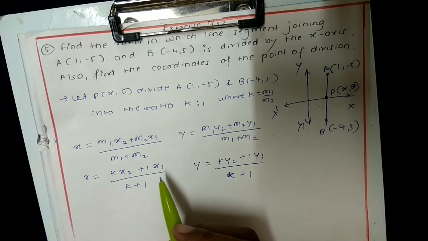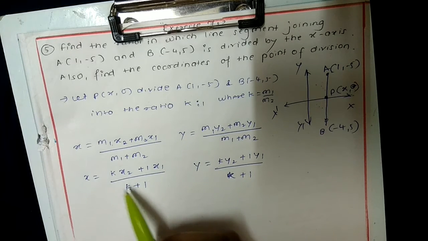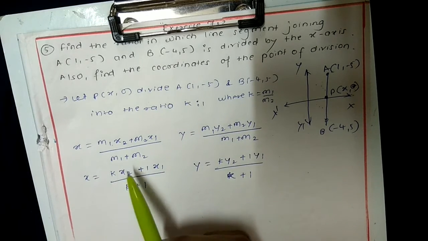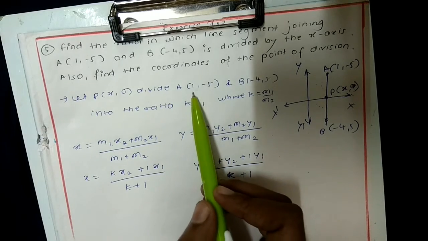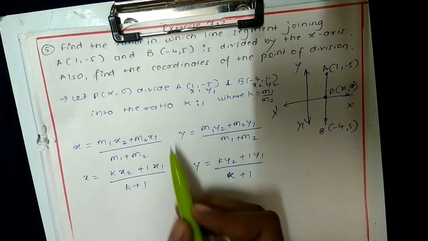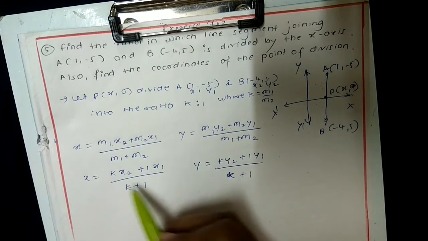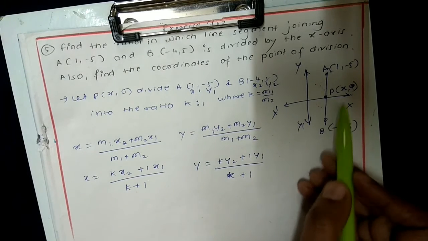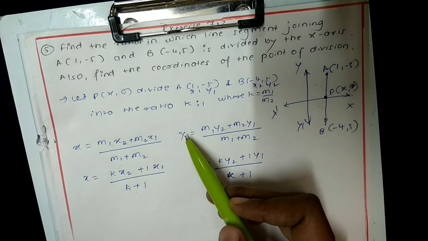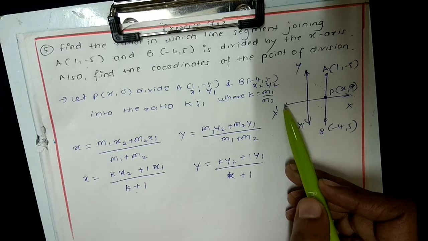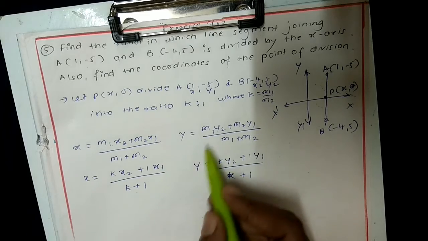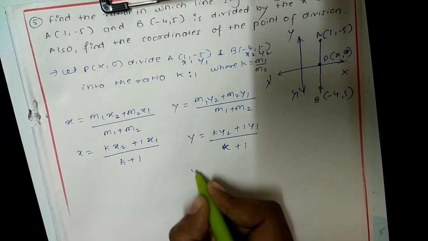In previous examples we have seen, ultimately we are going to find the value of k here. So we must know x, x2 and x1. We know x1, y1, x2 and y2, and k we have to find, so we should know the value of x. But we don't have the value of x here, though we have the value of y. The y value is fixed because the x-axis is dividing the line joining A and B. So we are going to use this formula to find the ratio.